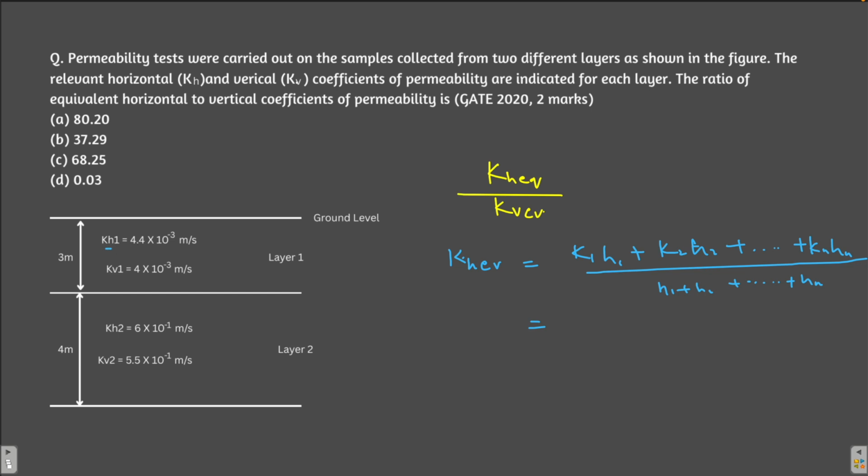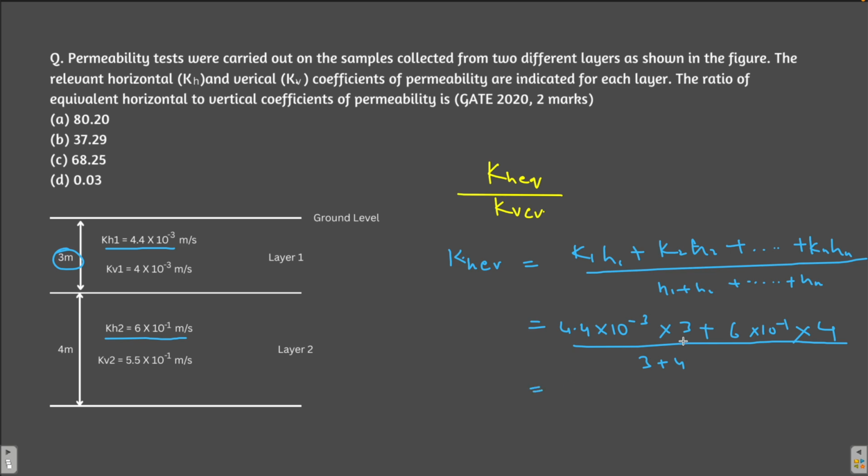Okay, what is K1 here? We have to find out the horizontal component. So K1 will be 4.4 into 10 to the power minus 3 into H1. What is the height of this layer? It is 3 meters. Okay, we have just 2 layers. So now K horizontal, we have to find out for the horizontal component. It is 6 into 10 to the power minus 1 into H2, which is 4, divided by H1 plus H2. So it is 3 plus 4, right?